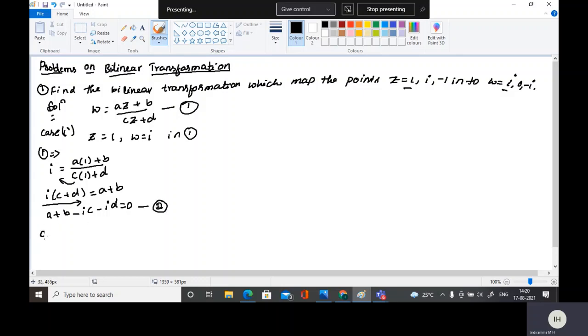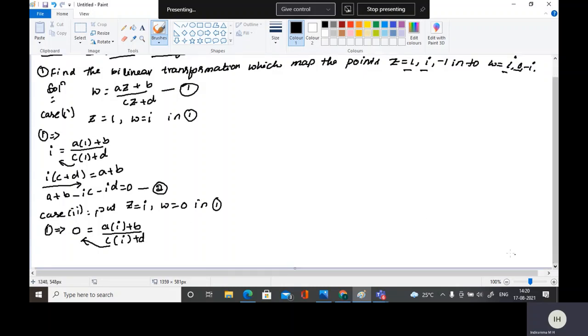So next, consider case 2. In case 2, put z is equal to i and w is equal to 0 in equation 1. Here we have to consider z as i and w as 0. So equation 1 becomes 0 is equal to a into z plus b divided by c into z plus d. Now cross multiply this. So we obtain 0 is equal to ai plus b, or ai plus b is equal to 0. Call it equation number 3.